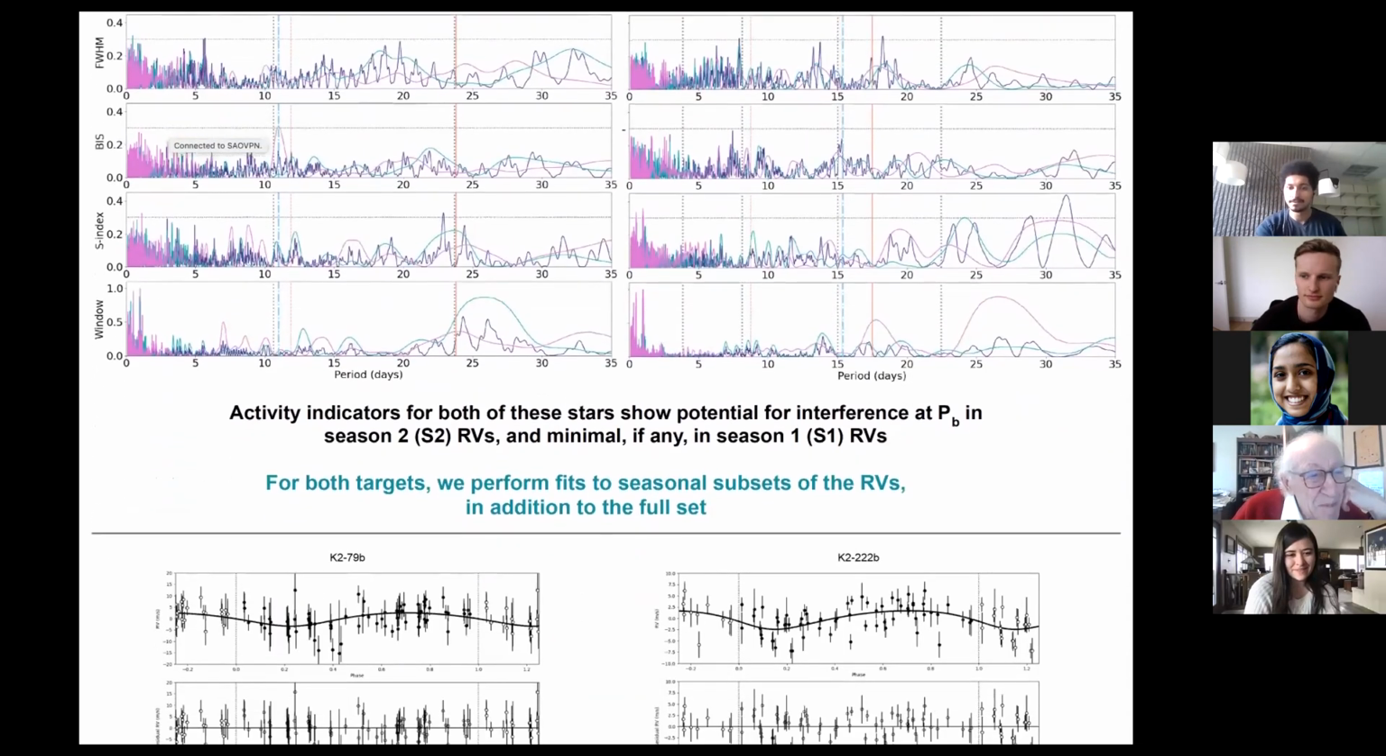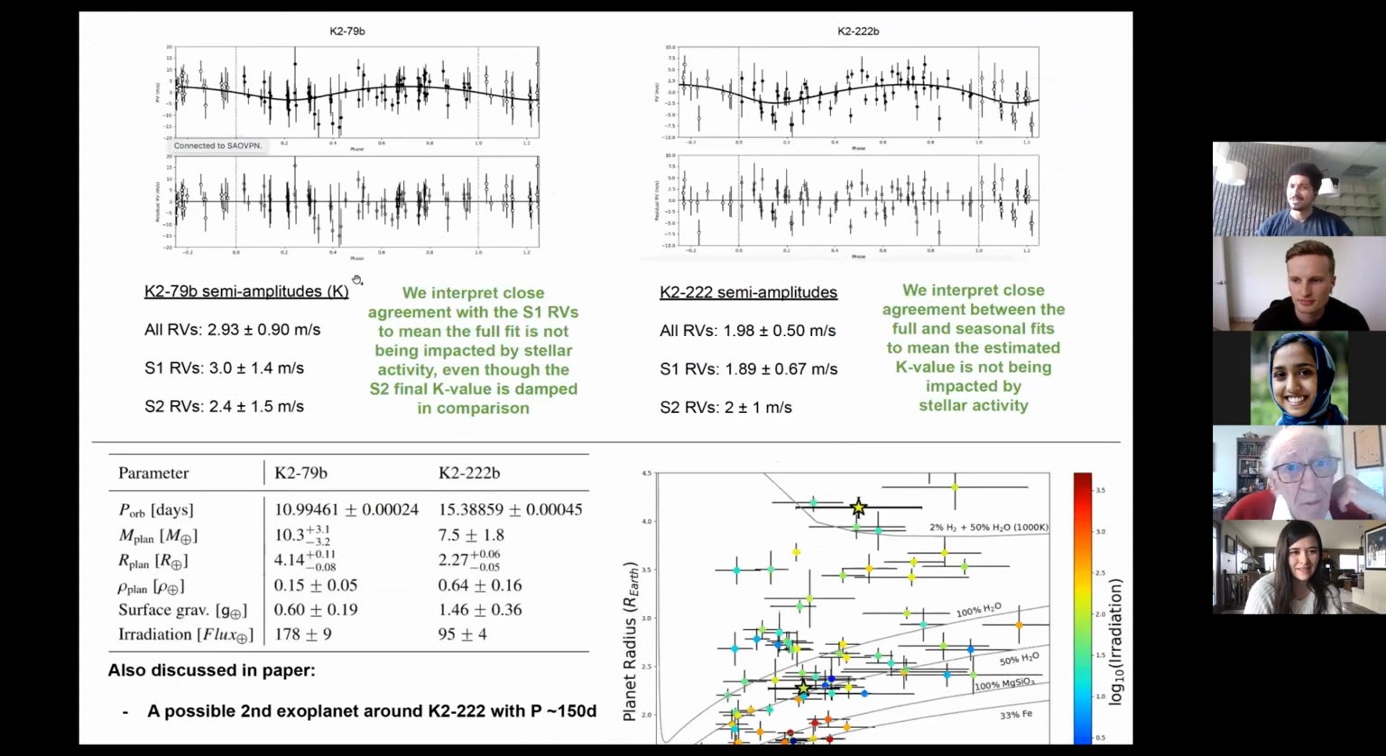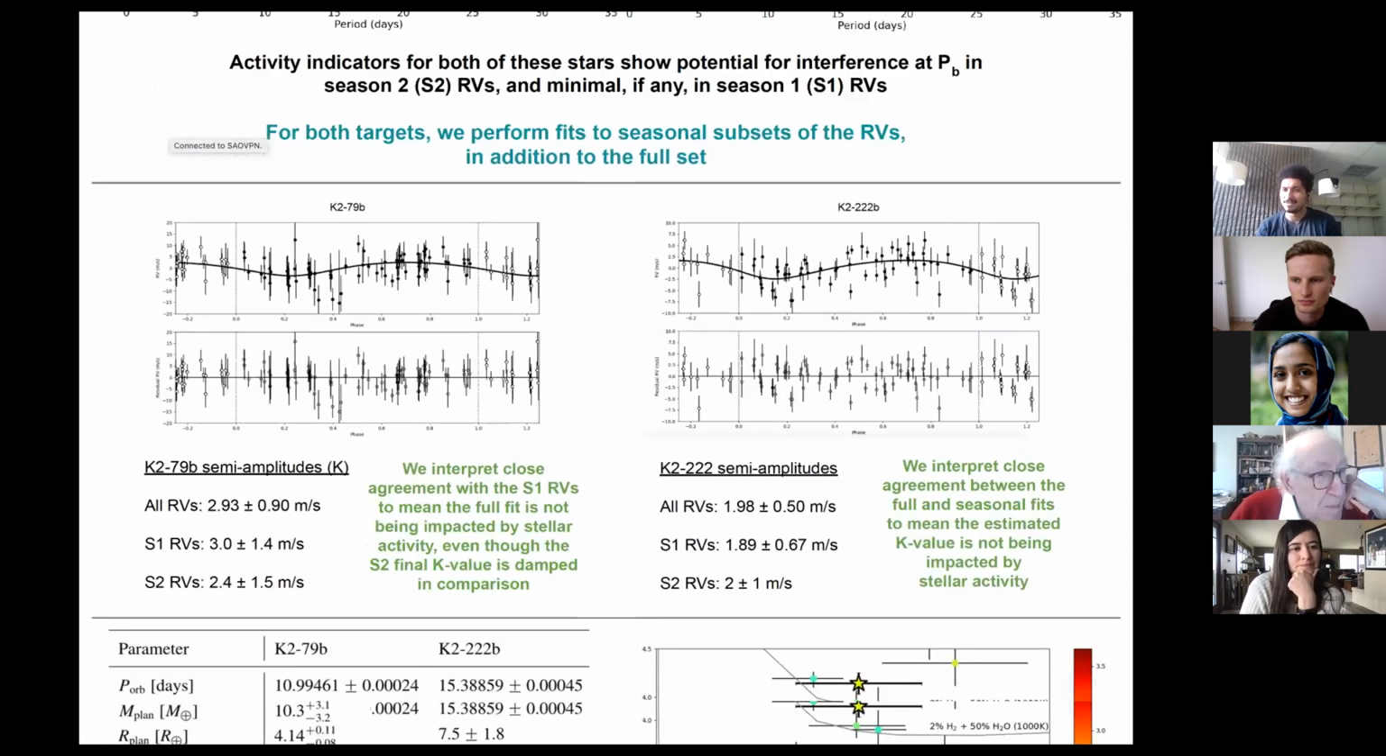Ian? Hi, Chani. Sorry, I just had a dumb terminology question. You mentioned an inverse bisector span. I was wondering what that means exactly.